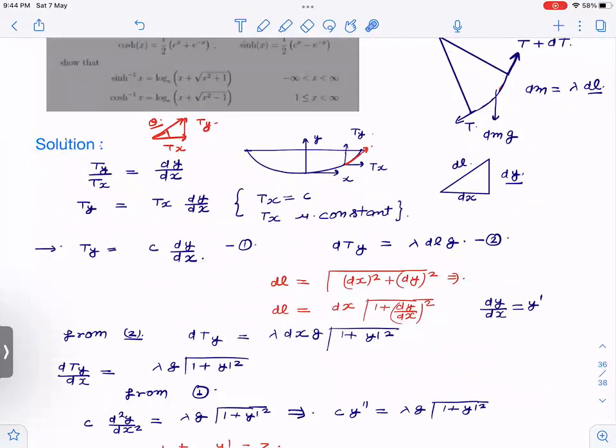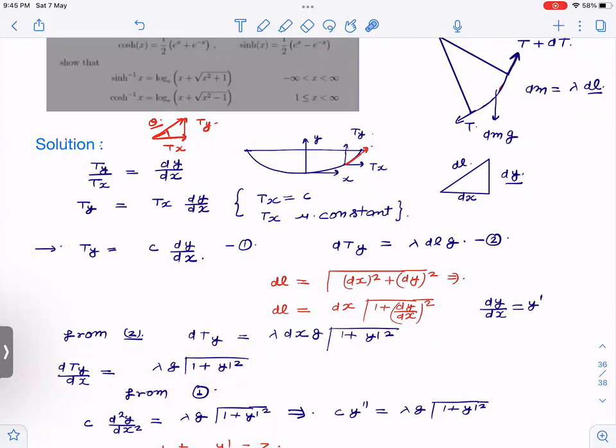And here now see dTy, this equation. Now the second equation I am writing in a different form using this as dl, right? So dTy is equal to lambda and g you can see as it is. Dl I have substituted as dx root over 1 plus y prime whole square. So dy by dx I have written as y prime. Fine. Now see d of Ty by dx, right? From here, now I'm moving to the next step. So d of Ty by dx is equal to lambda g root over 1 plus y prime whole square.